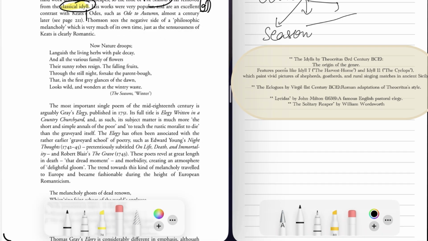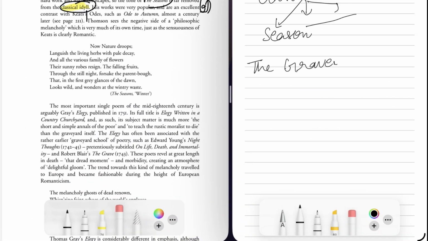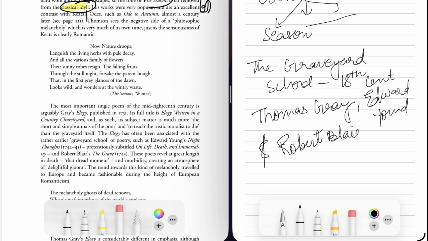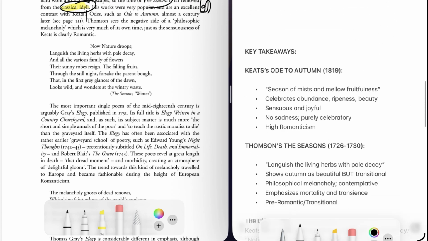Afterward, the Graveyard School was already mentioned previously. If you have not seen that video, just visit that video and have a look at it. So the Graveyard School is an 18th century group of British writers who consist of Thomas Gray, Edward Young, and Robert Blair. For this, I will provide you notes here.